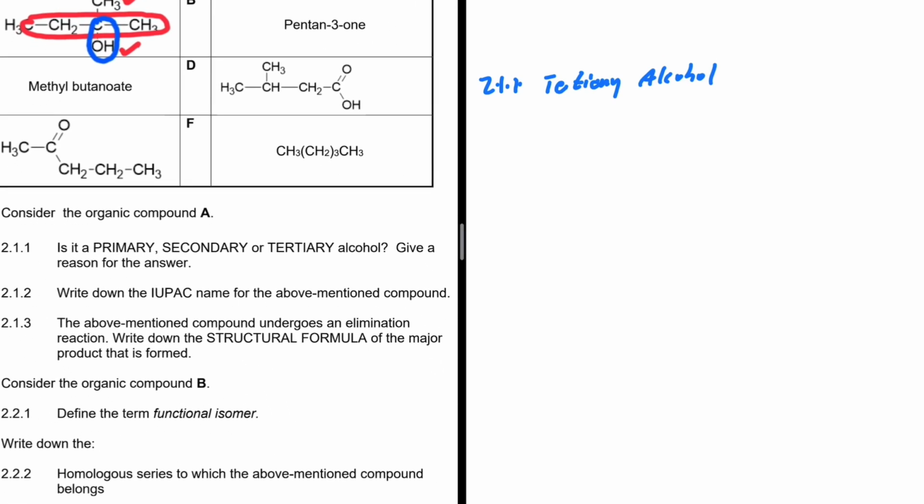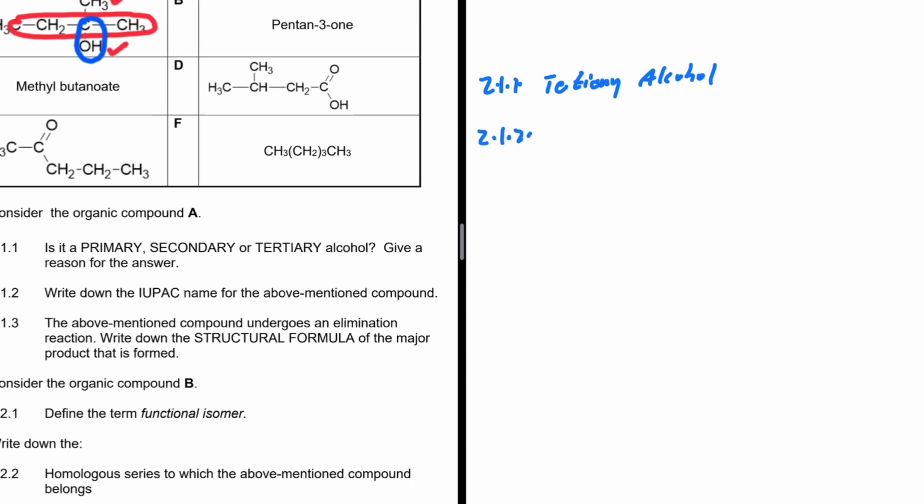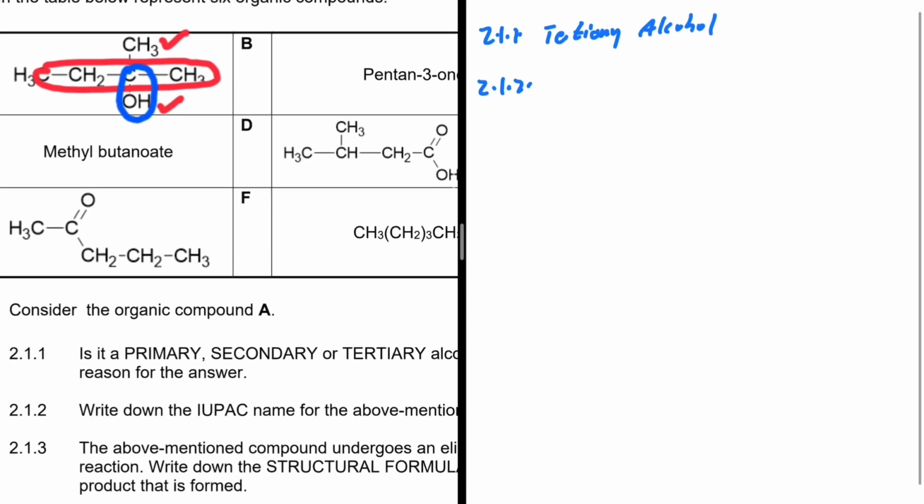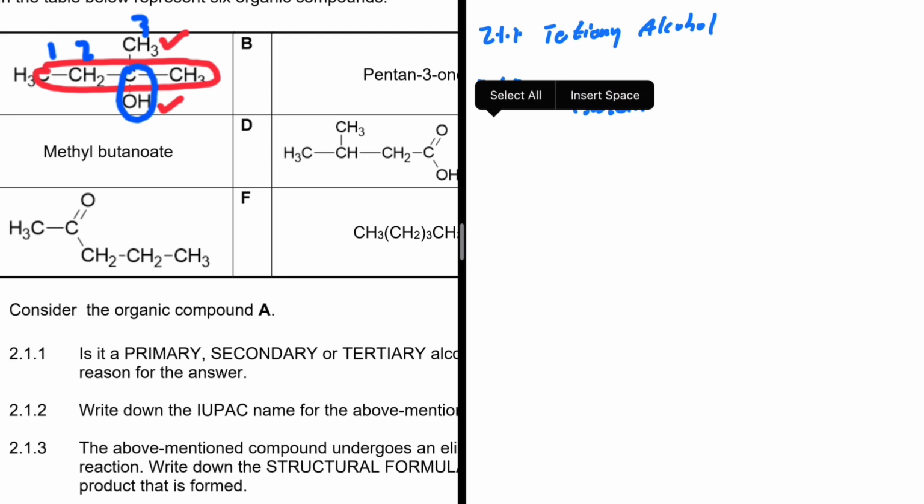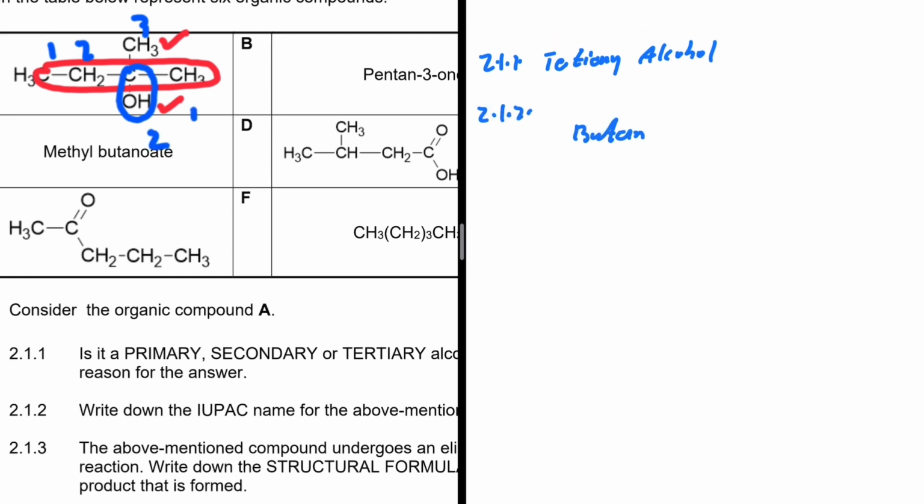Let's take a look at 2.1.2. Write down the IUPAC name for the above mentioned compound. Okay, so like we have figured out, we have 4 carbons on our longest chain. So that is butane. And then in which carbon is our functional group found? Well, if we start counting from the left, we have 1, 2, 3. But if we start counting from the right, we have 1, 2. So clearly we have to start numbering our carbons from the right. So we're going to have butan-2-ol.